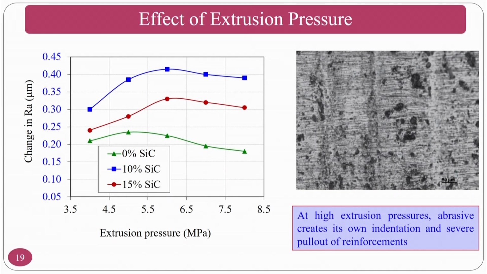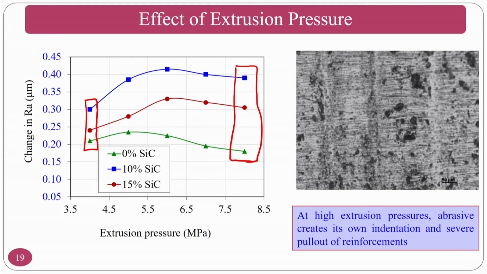Now, change in roughness with respect to extrusion pressure. If the extrusion pressure is too low, the medium starts shearing. If you have higher pressure, it not only shears the workpiece but also creates indentation, because if you increase the extrusion pressure, the radial force will increase.